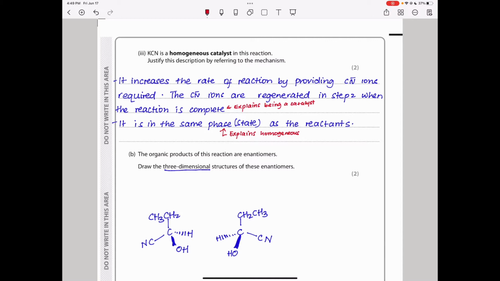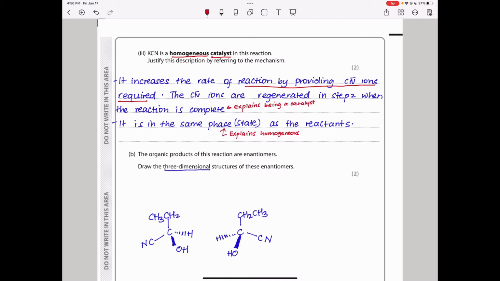The next question says KCN is a homogeneous catalyst in this reaction. Justify this description by referring to the mechanism. Guys, here we have to know what homogeneous means and what a catalyst means. Homogeneous because it's in the same phase as the reactants, or as the components basically. And it's a catalyst because it causes the reaction to speed up. So I said it increases the rate of reaction by providing CN- ions required. Also, the CN- ions are going to be regenerated in step 2, so this explains it's a catalyst.